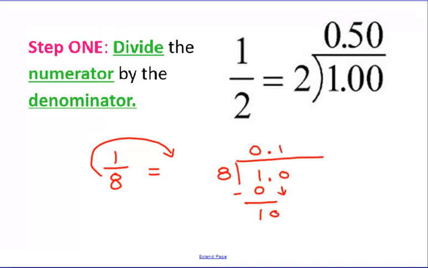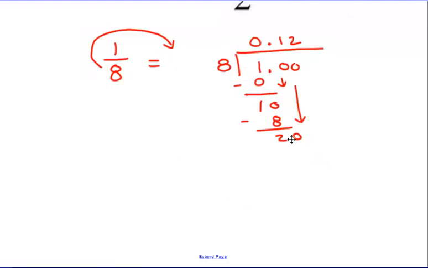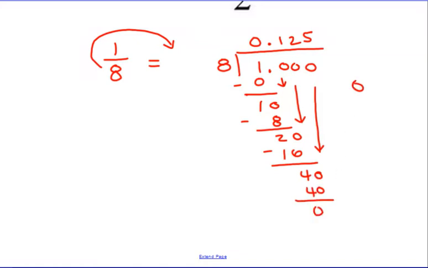8 goes into 10 one time. 1 times 8 is 8. Subtract, and I get 2. Add another 0, bring it down. 8 goes into 20 2 times. 2 times 8 is 16. Subtract, and I get 4. Add another 0, bring it down. 8 goes into 40 5 times. 5 times 8 is 40. Subtract, I get 0. So the decimal is 0.125.